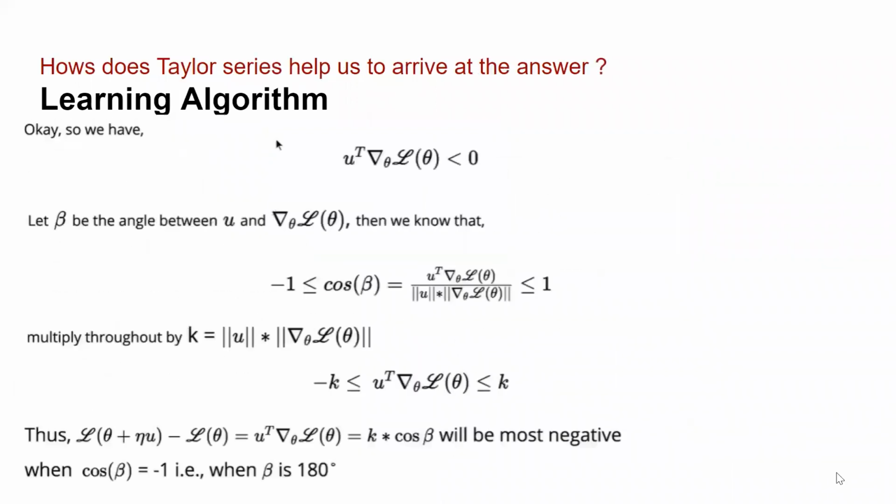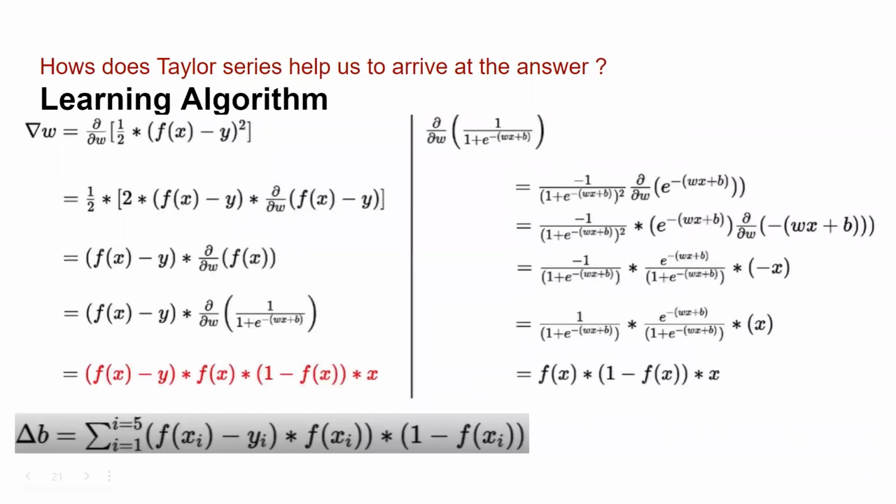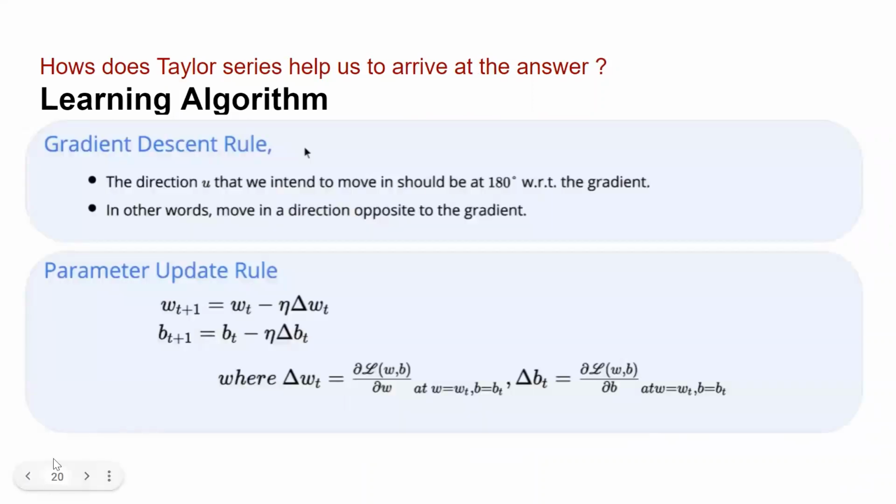So tomorrow, what we're going to see is, right now till this point we have agreed that delta W, B is equal to the gradient of loss with respect to W and the gradient of loss with respect to B. Tomorrow we'll see how we compute this gradient value. How do we take the derivative of loss with respect to W and the derivative of loss with respect to B?